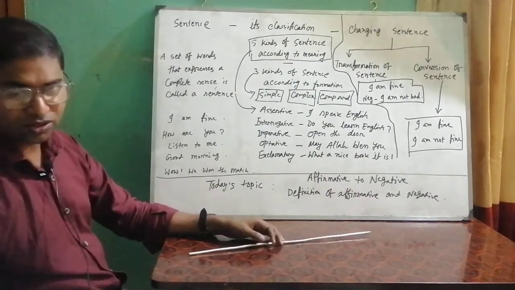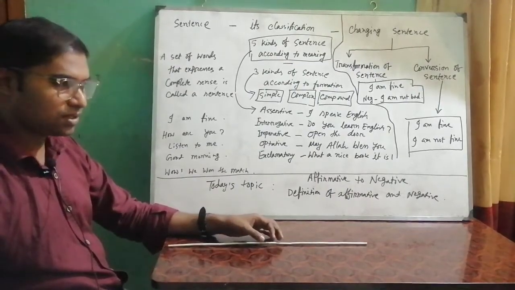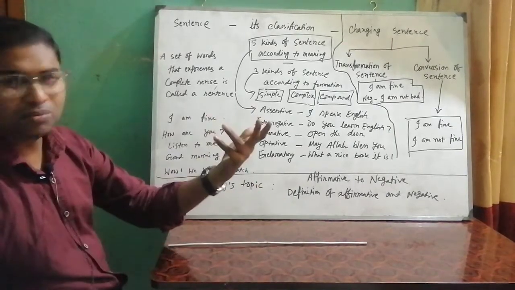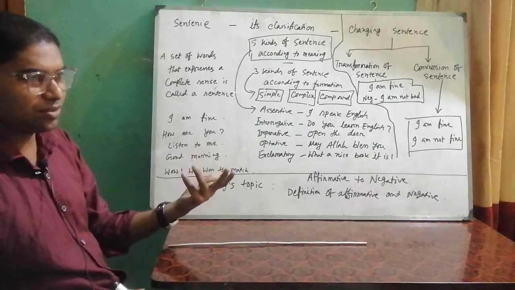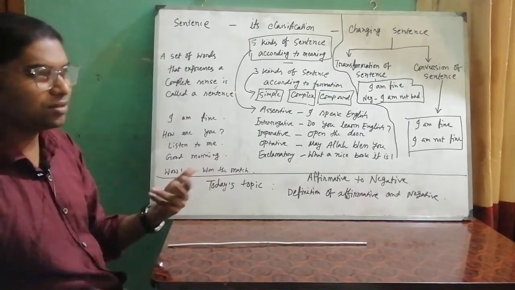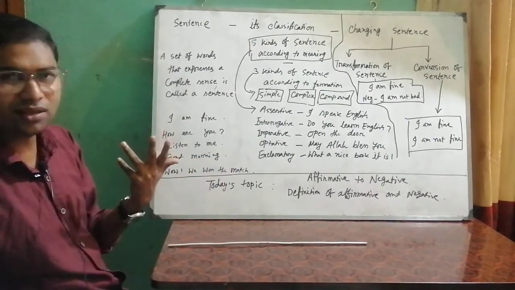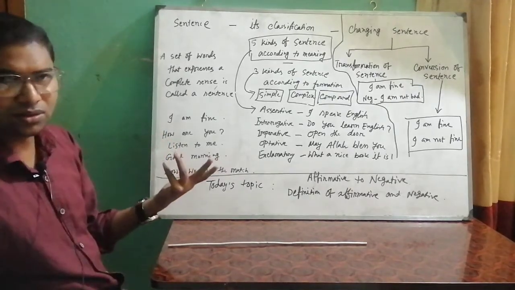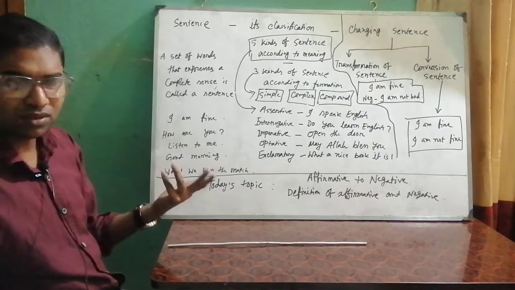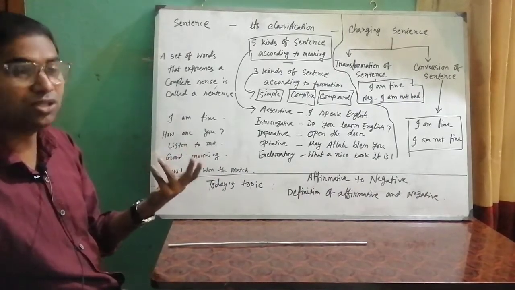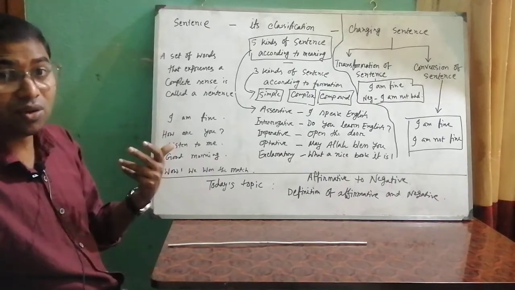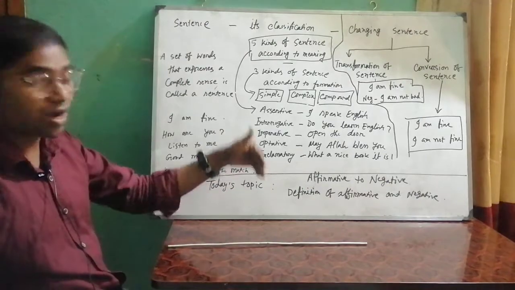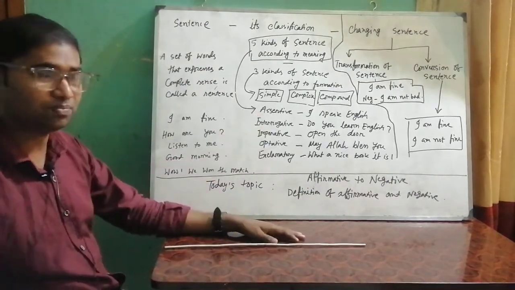What is an affirmative sentence? An affirmative sentence is one where you express an agreement, you agree with something. When you express something signing yes, that is called an affirmative sentence. And negative, that is no. I mean, you do not agree, or the expression you make signing no, that is called a negative sentence. So I will discuss now how to change affirmative to negative.